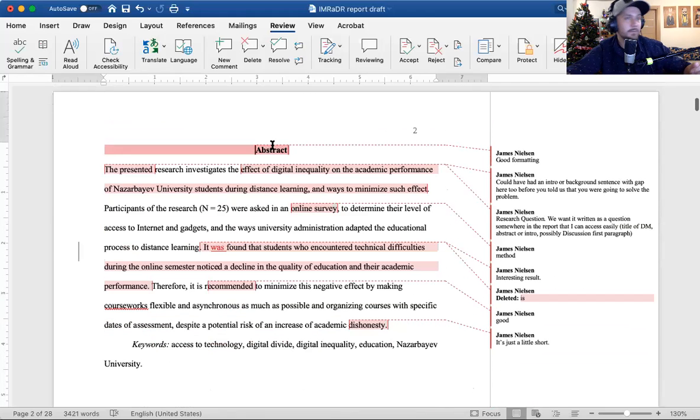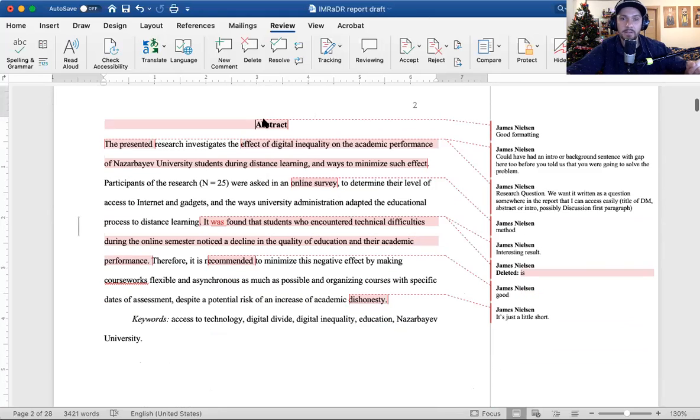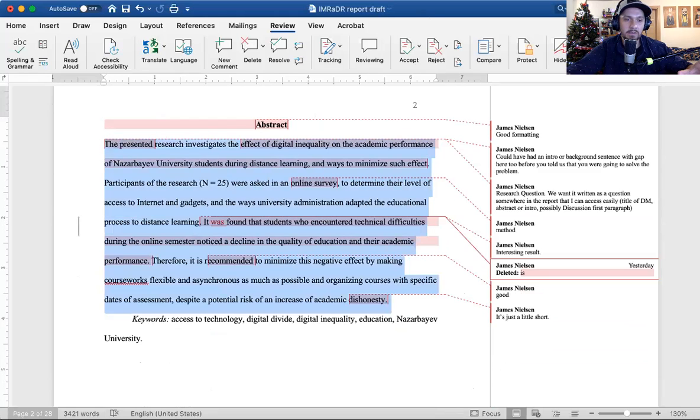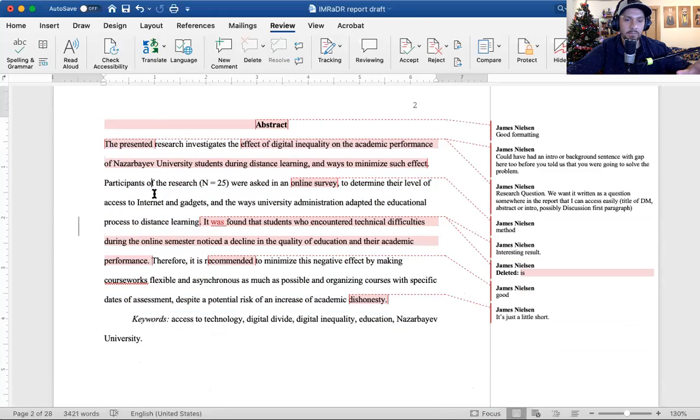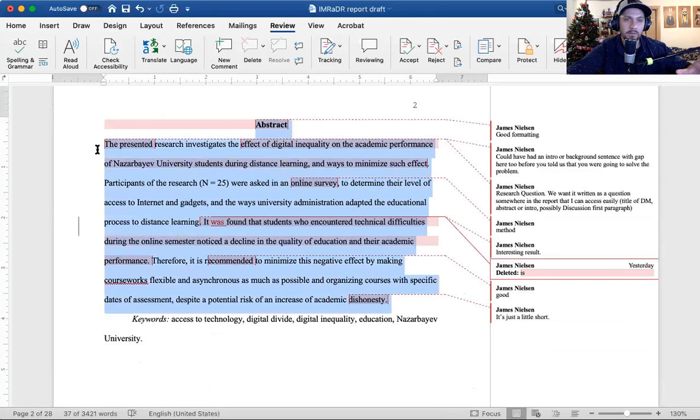Am I sharing my screen? I am. Okay. So correct formatting. It's a little bit short. I think it needs to be 150 to 250 words. I think it's like 123 or something like that. Did it tell me? No? Oh yeah, there we go. 123. Oh, look at that. I was right.